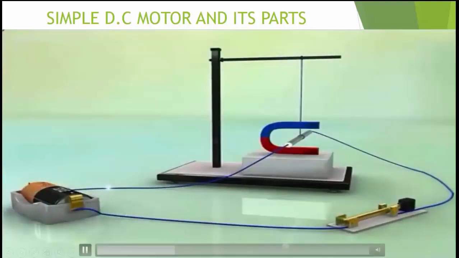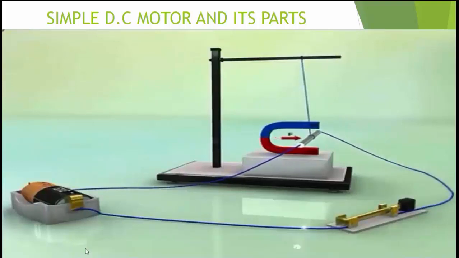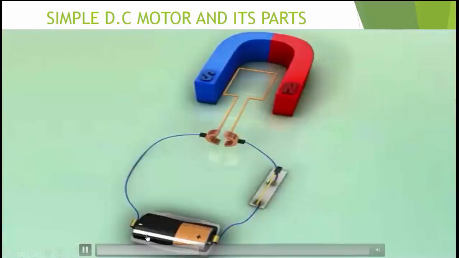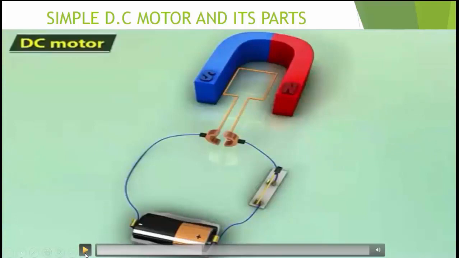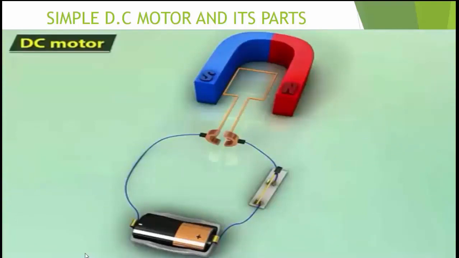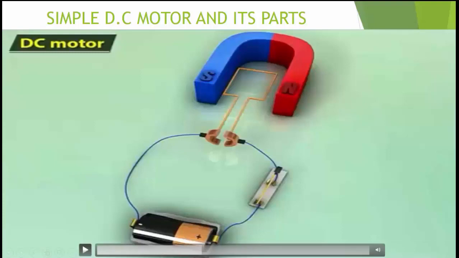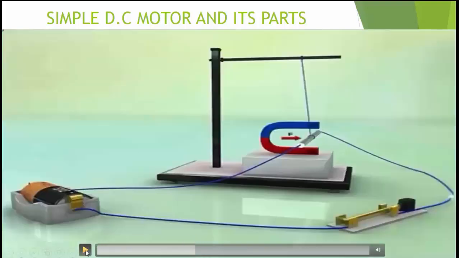This is the simplest version of an electrical motor, and it works on a principle which I will state in this diagram. It says that whenever a current carrying conductor is placed in a magnetic field, it experiences a mechanical force. Let's see that diagram once more.